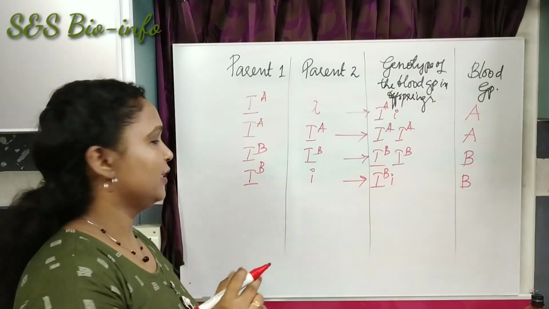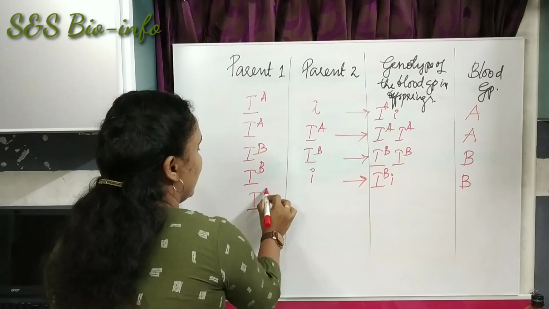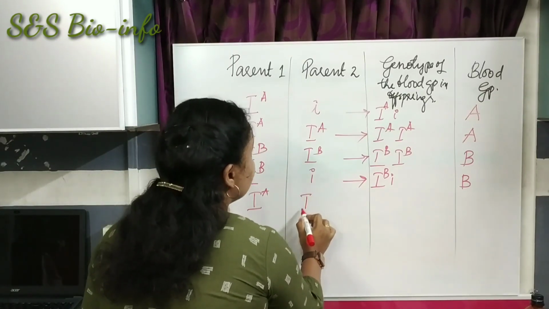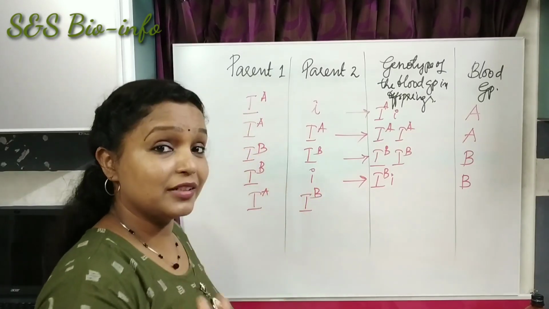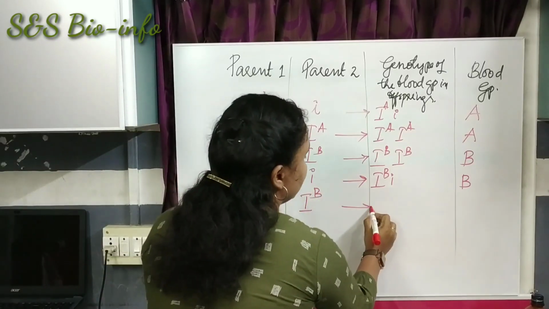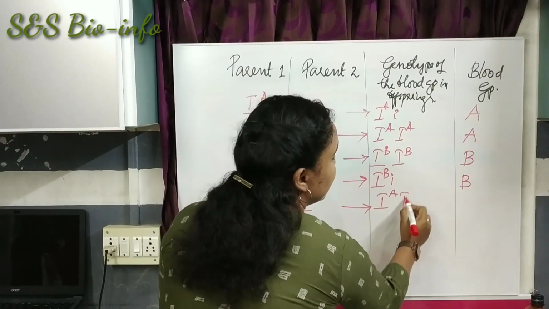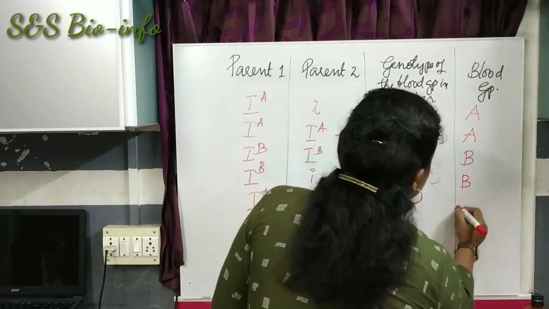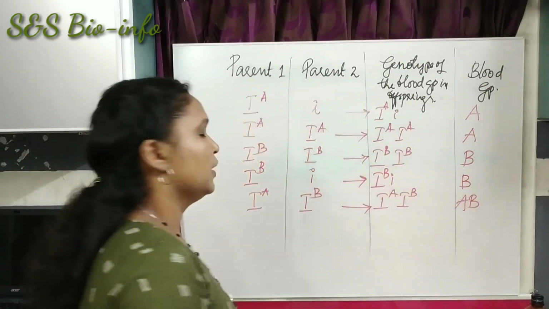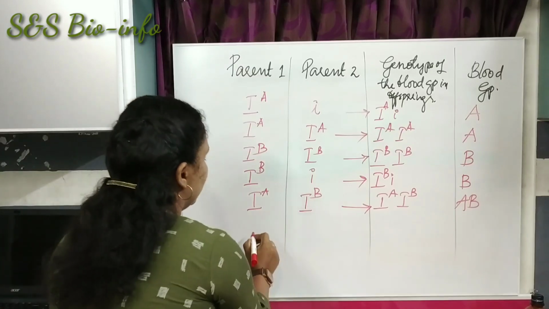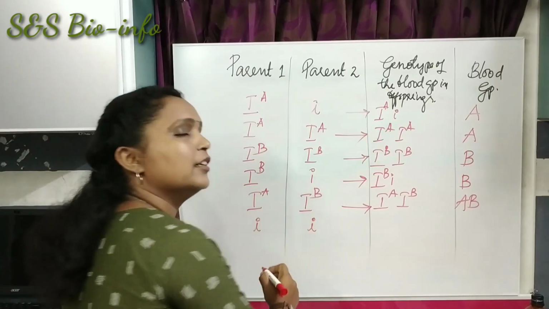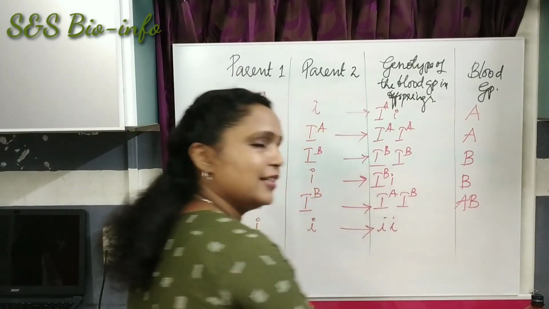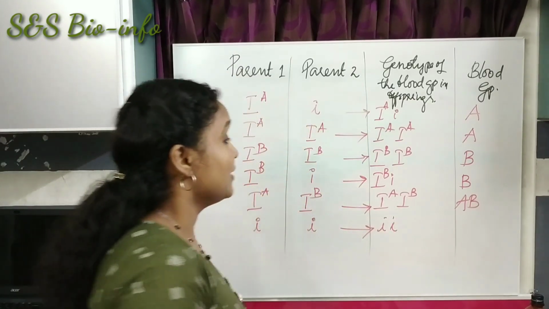Again, fifth situation: parent 1 contributes IA, one dominant allele. Parent 2 contributes another dominant allele, IB. The genotype will be IA and IB. That means the blood group is AB. Okay, the sixth situation: if both parents contribute recessive alleles, the genotype can be written like this, small i small i. So the result of the blood group is O.